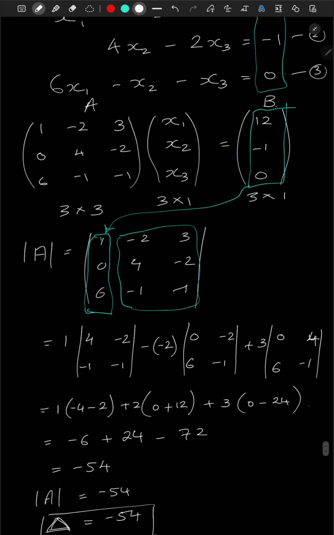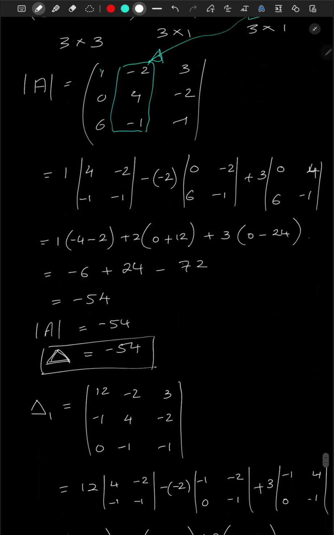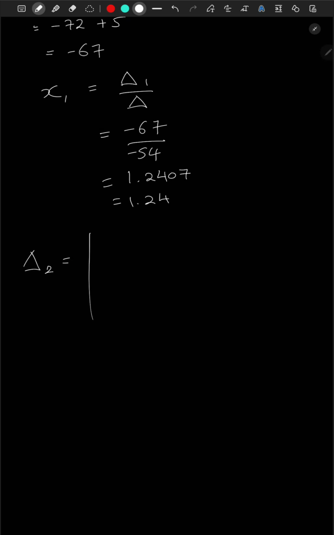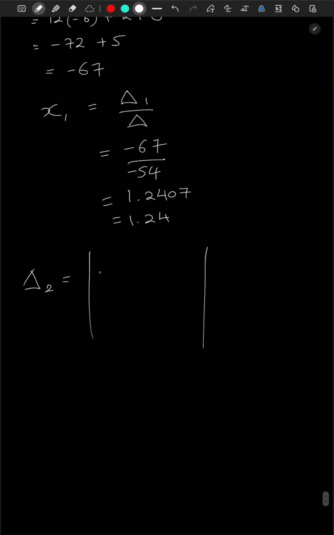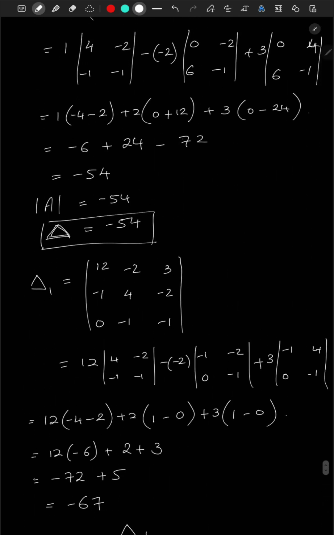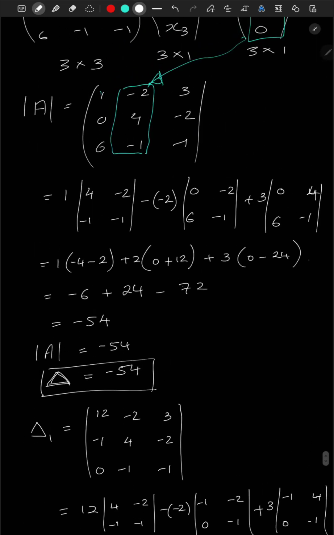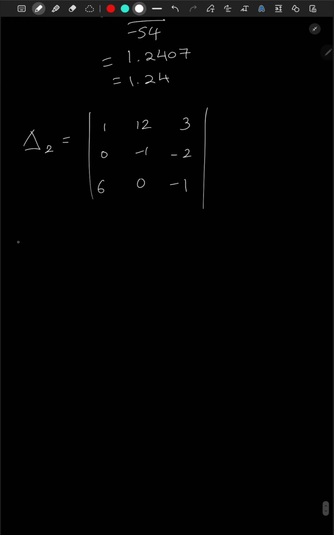So you can solve for x2 by replacing the second column with the matrix B. So for x2 it would be the determinant of 2, so it is 1, 0, 6, and then we replace the second column by this column B, 12, minus 1, 0, and then the last one is 3, minus 2, minus 1. And you can solve for the determinant.